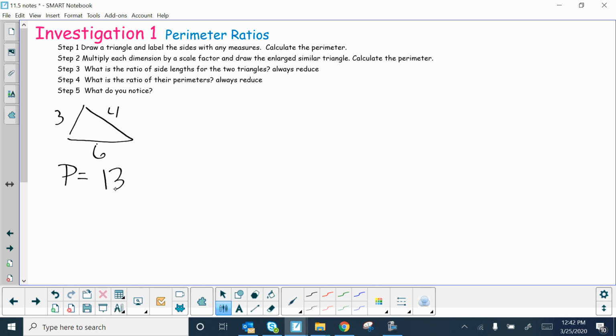Now it says multiply each dimension by a scale factor and draw an enlarged one. So we're going to keep it simple and we're just going to double. So this will be 6, this will be 8, and this will be 12. So now let's add this up, and it says find the perimeter of this one. So 6 plus 8 is 14, and 14 plus 12 is 26.